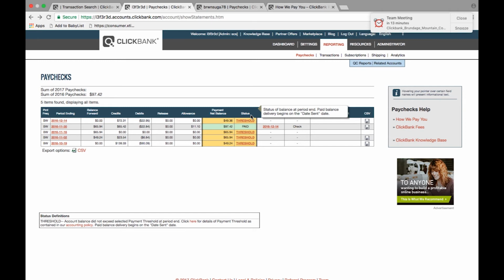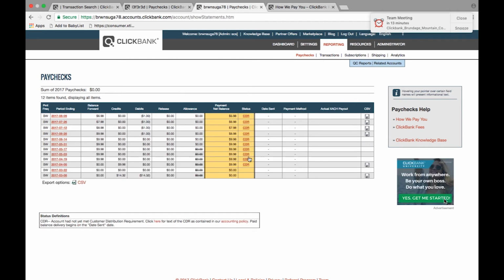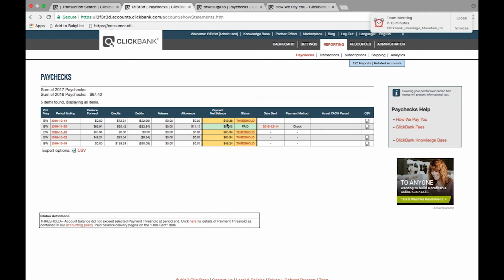If you see CDR, this means you have not met the customer distribution requirement. If you are not aware of this policy, you can find it in the Status Definitions box underneath the Payment Summary table. If the status says Suspend, your payments are being held and you need to contact us to learn why and what steps you need to take to receive your payment. If the status says Threshold, then your account has not earned enough for us to issue a payment. You can adjust the threshold on the My Account screen under the Settings tab.